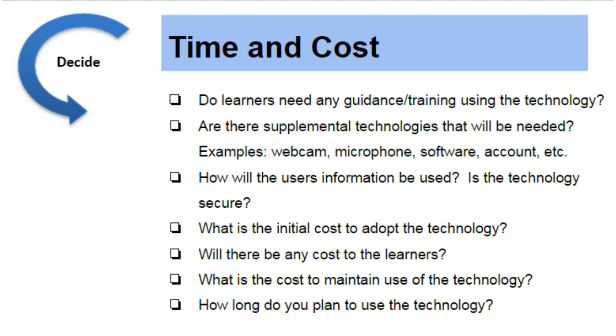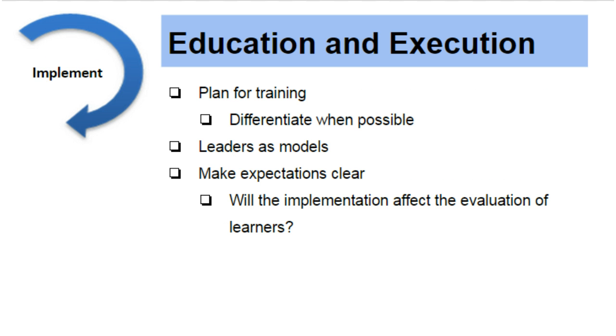After considering all of these questions, now you've made the decision and are ready to implement your technology. Before implementation, start with a training plan for your learners. Training should be differentiated for levels of readiness if resources allow. It is also important that the leaders of the organization model good technology usage, showing learners the behavior you want to see. In your training, you also need to set clear expectations for your learners, making the objectives transparent. If you choose to evaluate your learners based on the implementation, it is vital that they are aware of that.